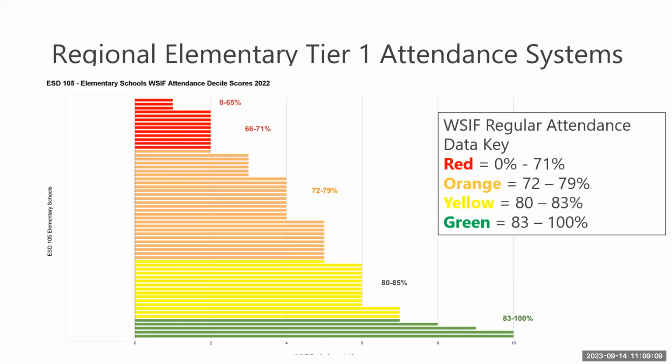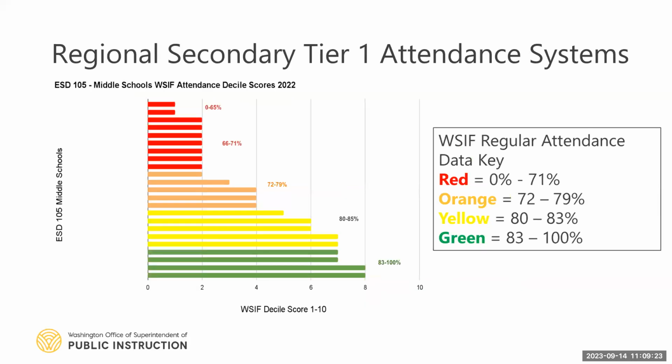If there were more green here, we would have an indication that there's teaming and database decision-making in place at tier one. But we know the work ahead is really teaming and database decision-making at tier one. So this is elementary, secondary, same thing. And it's really based off of regular attendance rates. Okay.